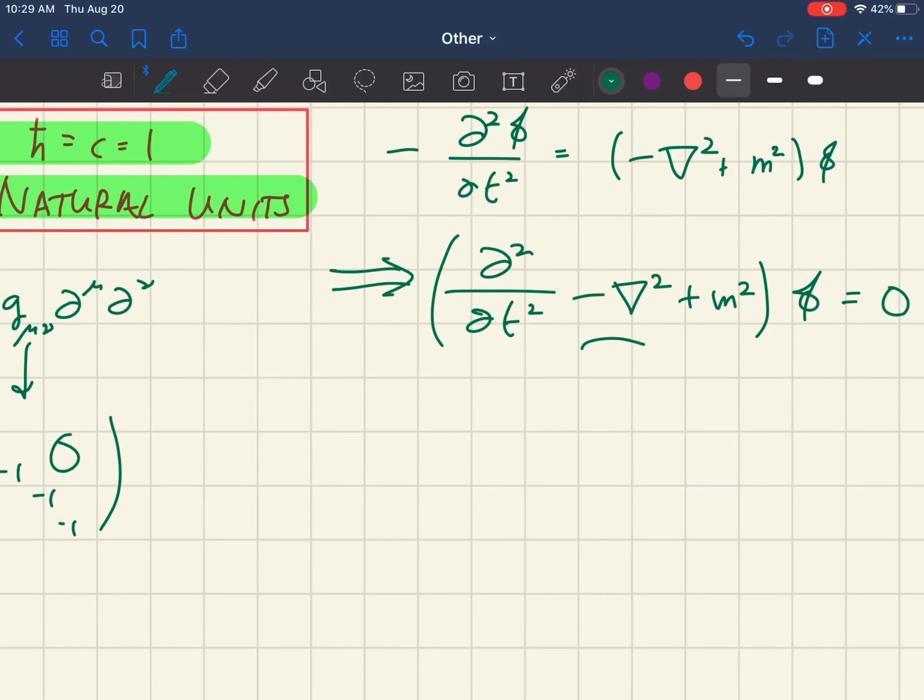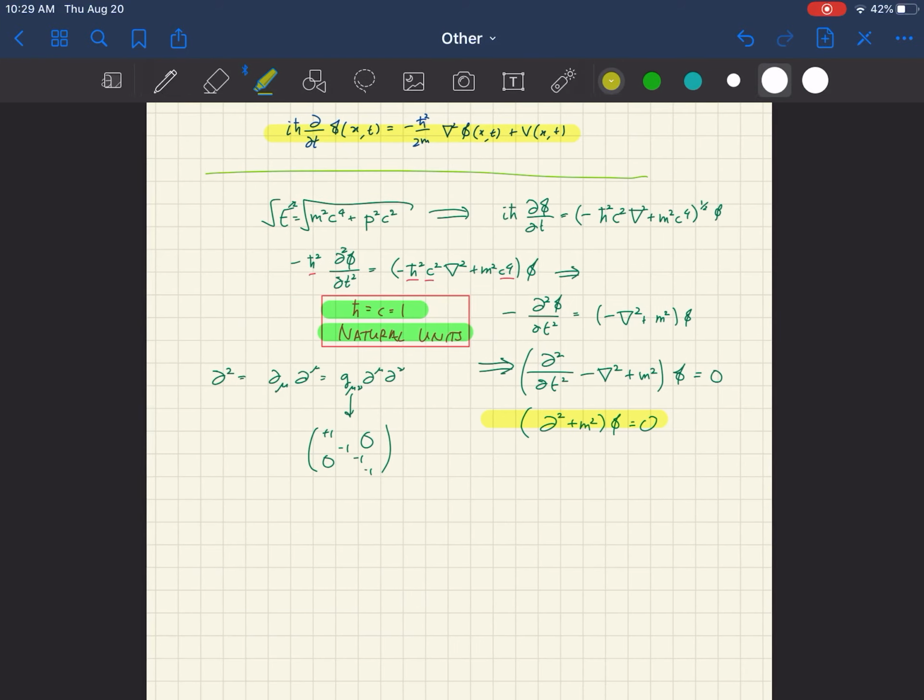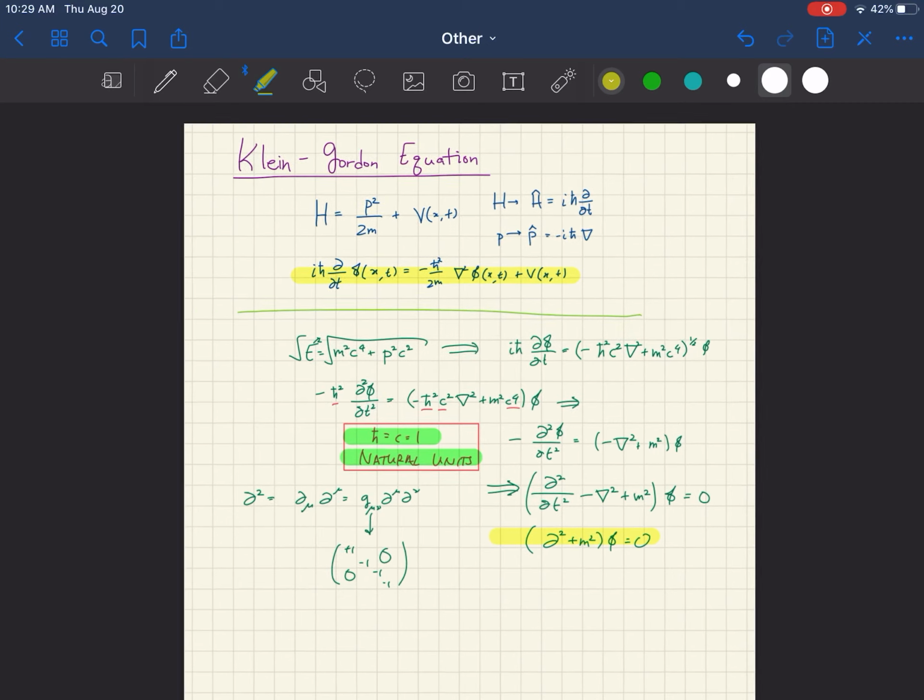Therefore, we can substitute the operator into the equation and get the Klein-Gordon equation. That does it. That's your Klein-Gordon equation, and that's all that is.